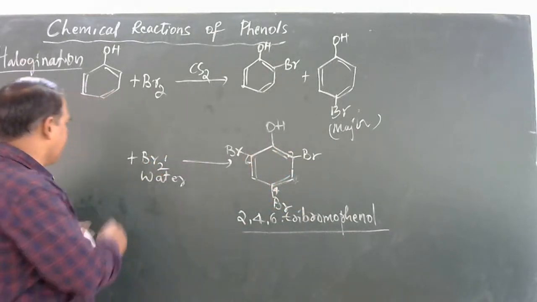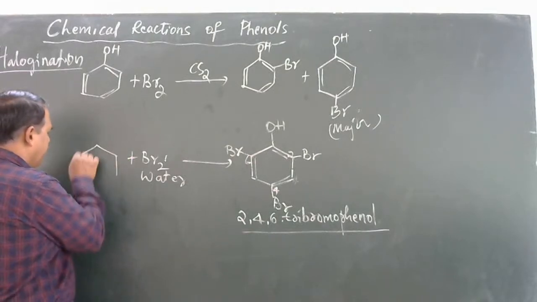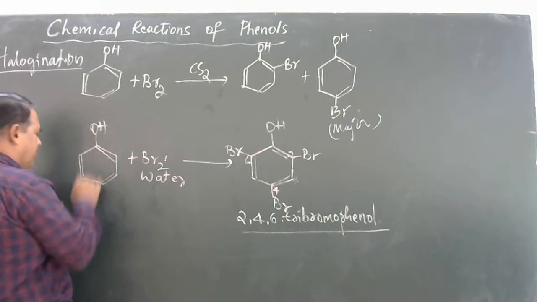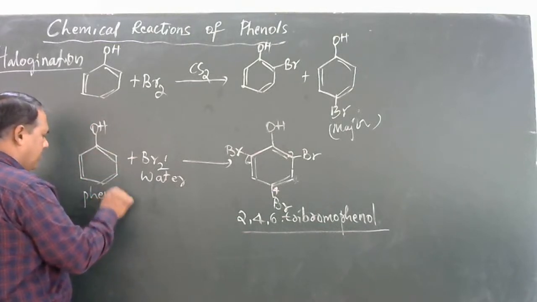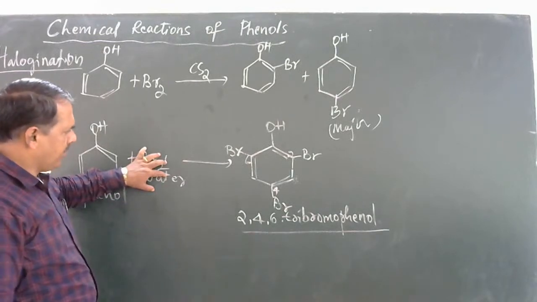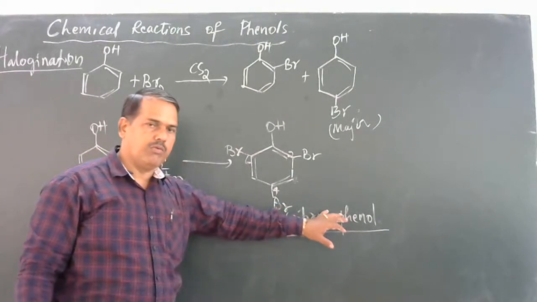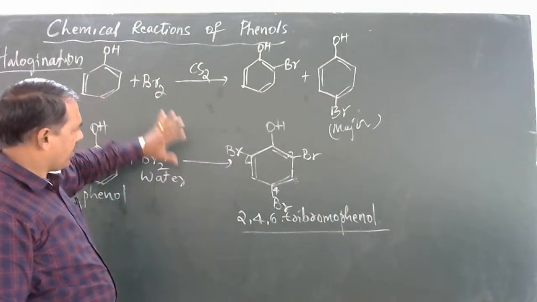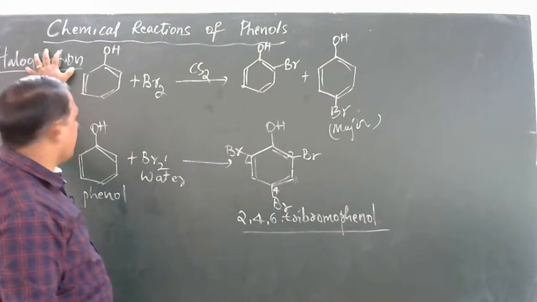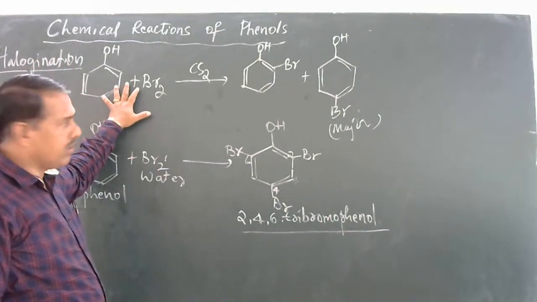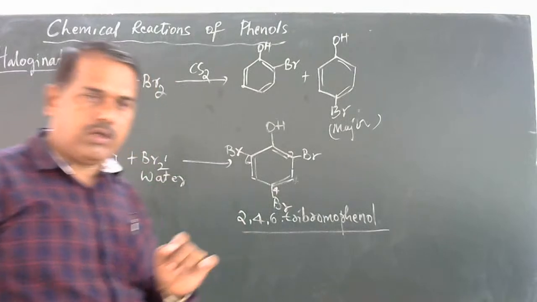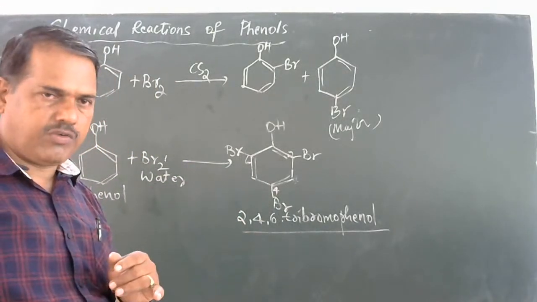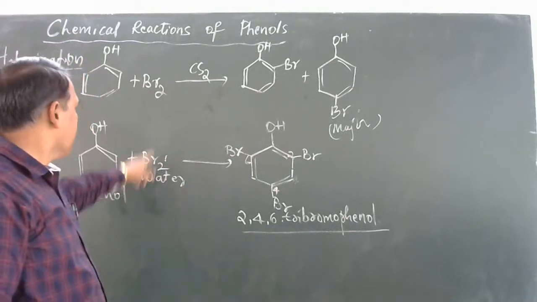When phenol is treated with bromine water, 2,4,6-tribromophenol is obtained. And these are the two important reactions of halogenation. Are you clear? Are you clear? Note down the reaction, and as soon as the topic is completed, we will send the notes. So this is called bromination.